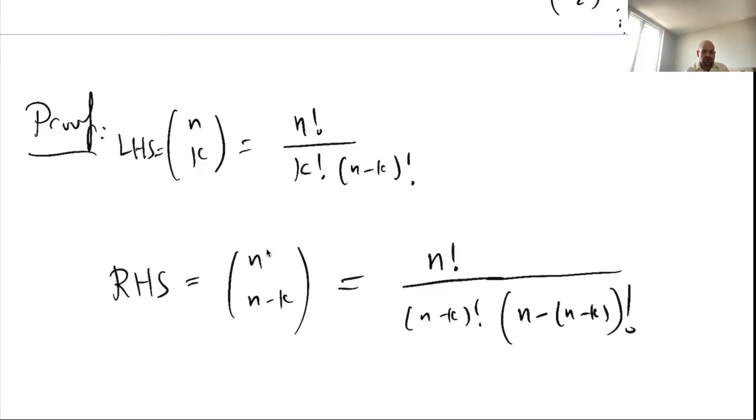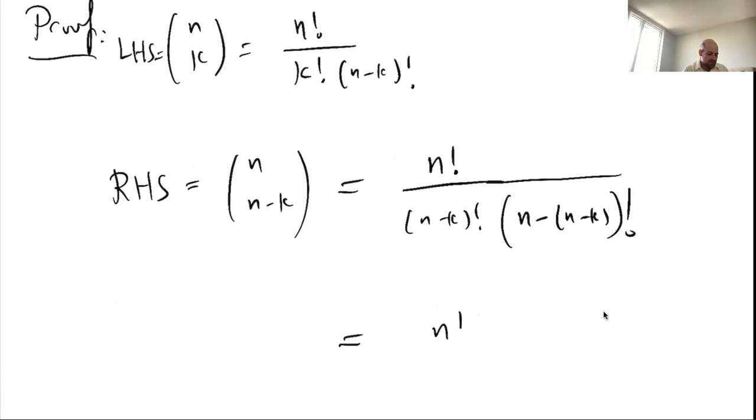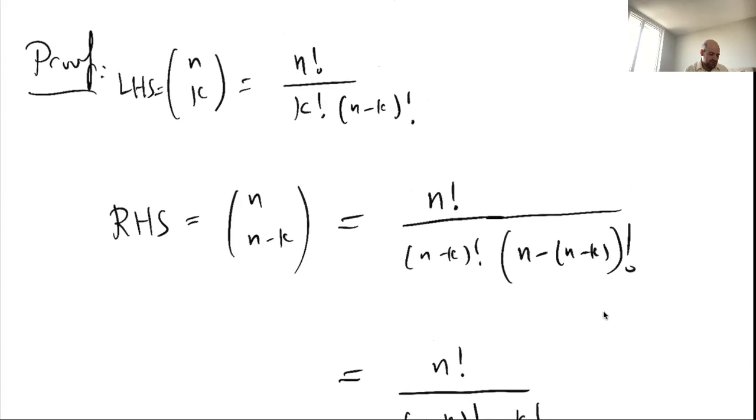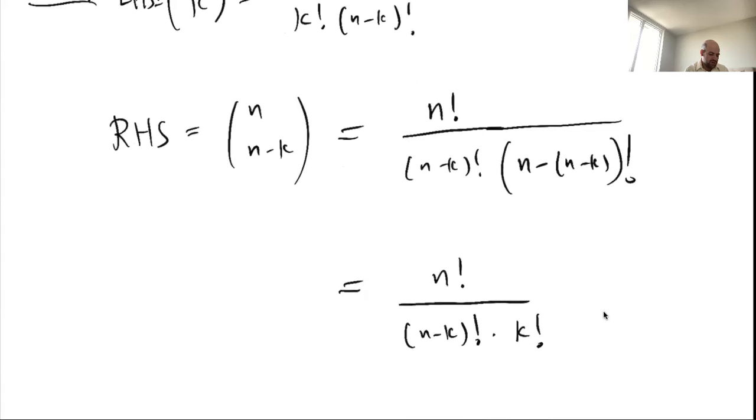right? So if you have n choose r, then it's n factorial over r factorial times (n minus r) factorial. Now my r is n minus k, so n factorial over (n minus k) factorial times (n minus (n minus k)) factorial. And n minus this guy is k, so k factorial. But this turns out to be the same as the expression for the left-hand side, which is n choose k.